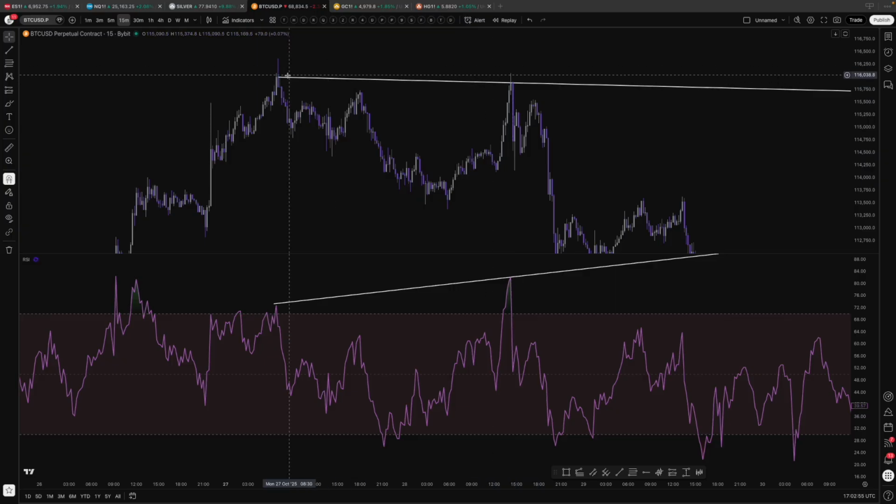Now it's important to use the bodies. When you're looking for these, don't use the wicks because your RSI on standard settings is going to use the close of the candle, not the high of the candle, all right? So we can obviously see here some blatant hidden divergences. So a really nice trend there.